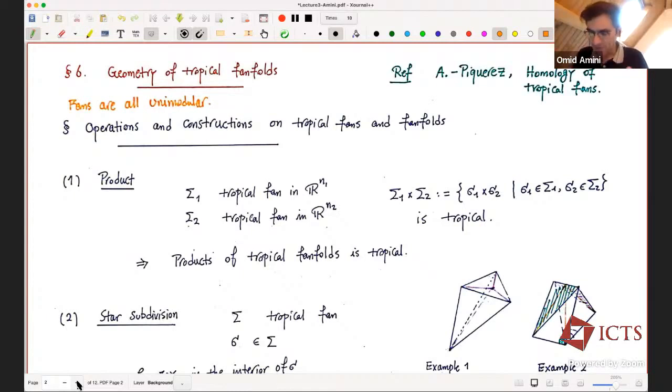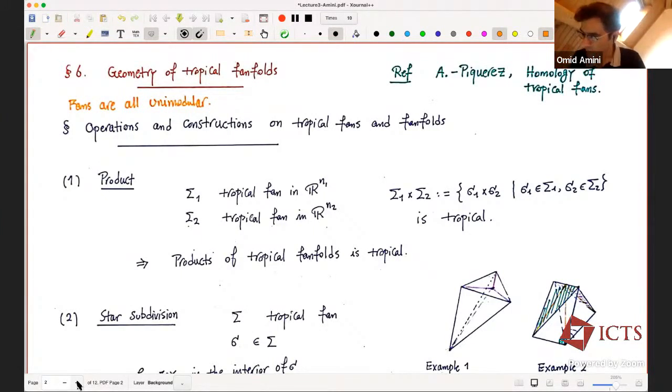So as I said, all the fans which appear are unimodular. Okay, so the topic of this lecture is the geometry of tropical fans and tropical fanfolds. I start with giving you some operations and constructions you can do on tropical fans. These operations and constructions are central. They allow you to provide a large collection of tropical fans, and it is a central topic in the work we did, because these operations allow you to produce a lot of fans which have very good properties.